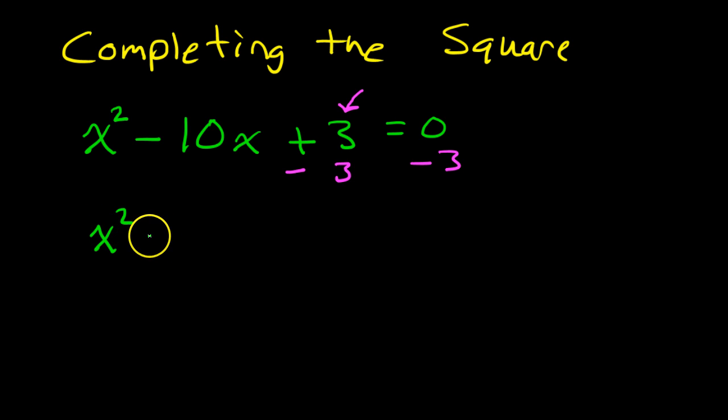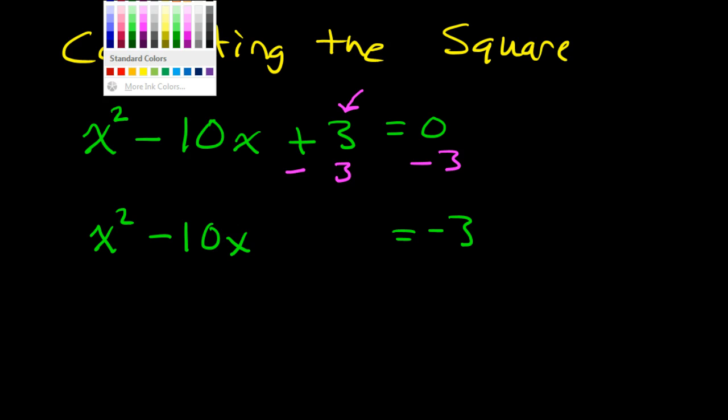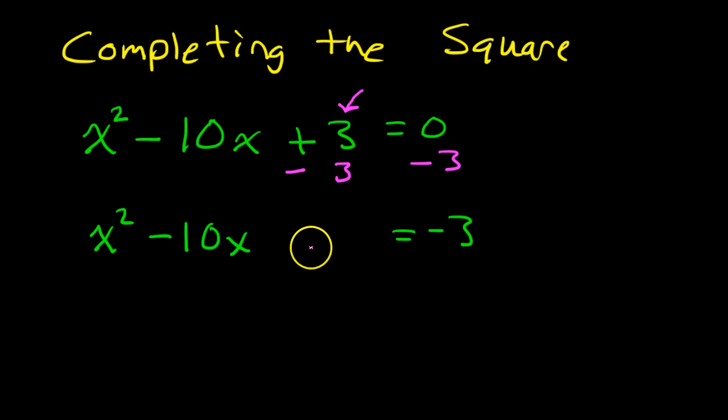So I have x squared minus 10x, leave a space, is equal to negative 3. Now my next step is where I am completing the square. I'm picking just the right number to make this into something called a perfect square trinomial. We'll worry about that later. The way you pick the number is look at the middle, take half of the middle number, and then square it. So what is half of this?